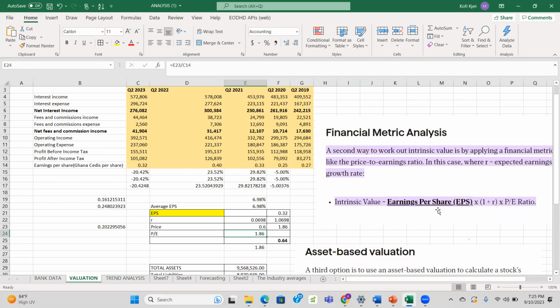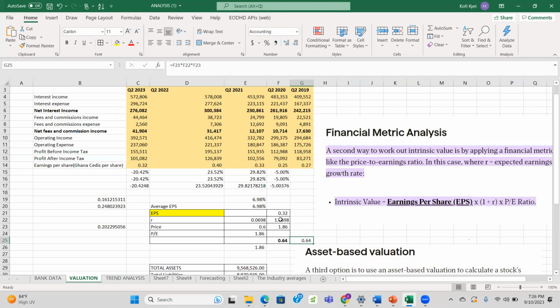So we're trying to get all the figures to calculate this intrinsic value. Now we have our earnings per share, we know our growth rate, and we know our PE ratio. So we can put them here. We multiply all three: earnings per share, multiplied by the growth rate, and the PE ratio. I'm going to come to the detail of this growth rate. There's the PE ratio. Now you enter.